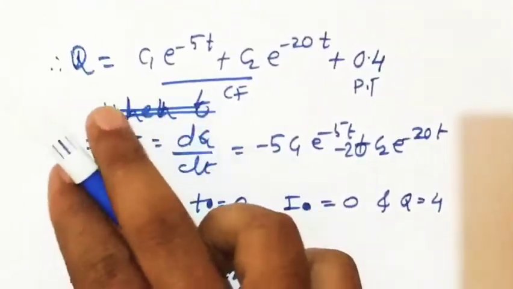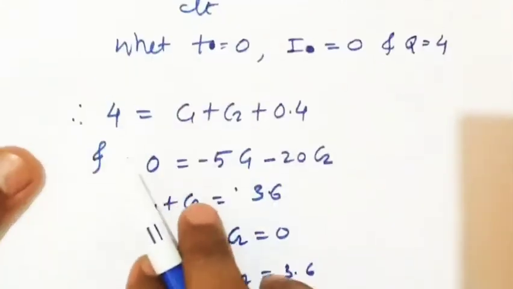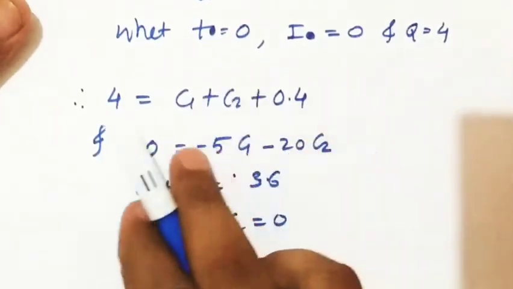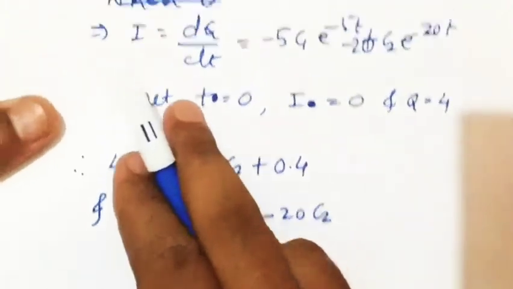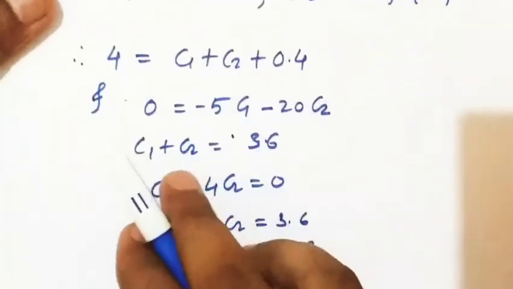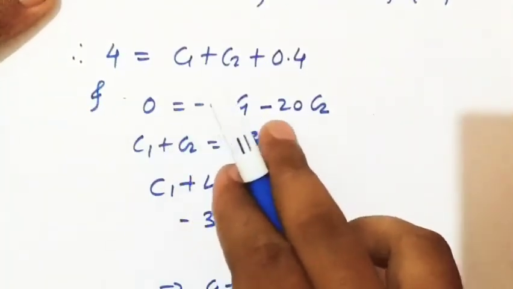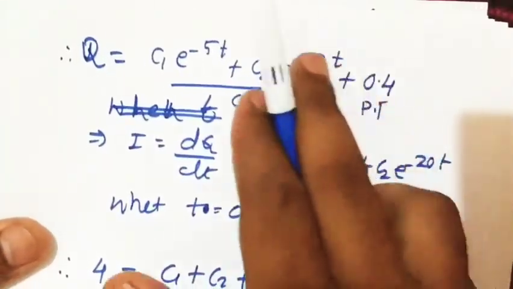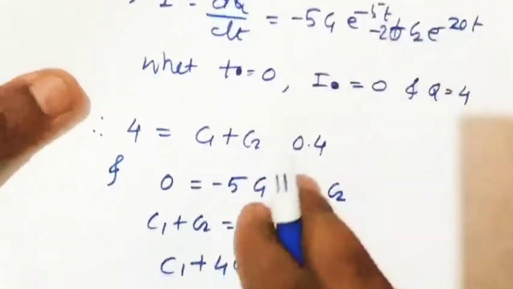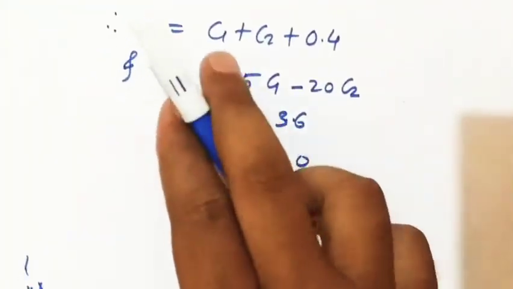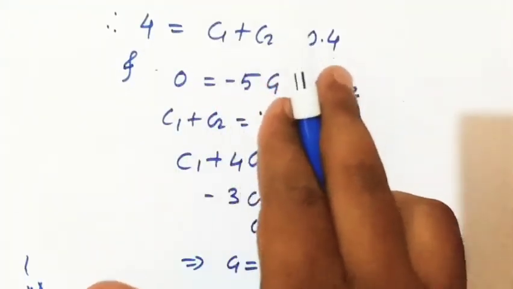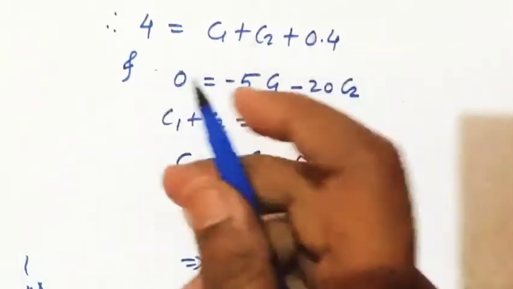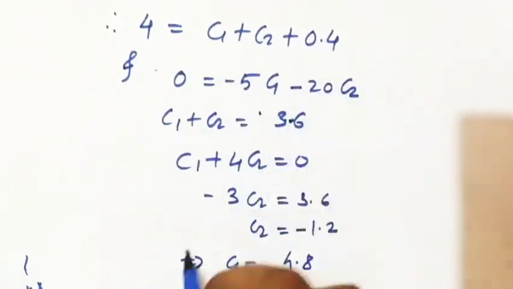So when we put t equal to 0 and q equal to 4, we get one equation: 4 equal to C1 plus C2 plus 0.4. Okay. And the second equation, current will be 0, so 0 equal to minus 5 C1 minus 20 C2, because e raised to 0 is 1. Okay. So when we put t equal to 0, that term vanishes. Now the first equation: C1 plus C2 equal to 3.6. After taking this 0.4 to this side, it will be 4 minus 0.4, which is 3.6.